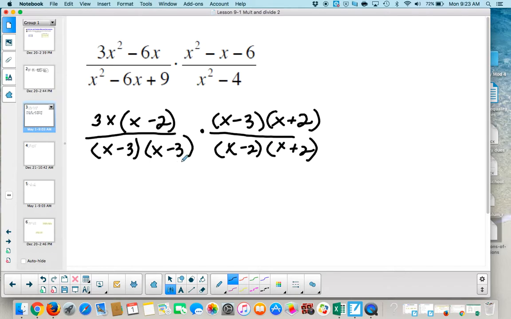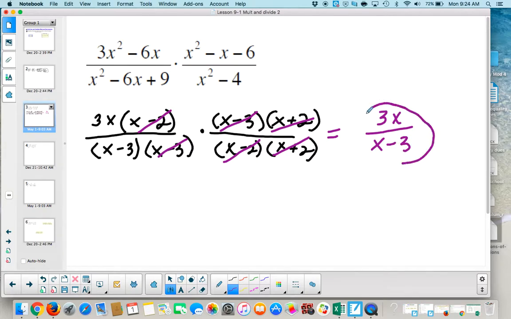Since everything is multiplication, we can simplify really as much as we want because we have it all written as factors. So we're going to cancel factors that they have in common in the numerator and denominator. So I have an x minus 2 over x minus 2, which is 1, x minus 3 over x minus 3, which is 1, and x plus 2 over x plus 2. So we are left with 3x over x minus 3. And that's as simplified as we can get.